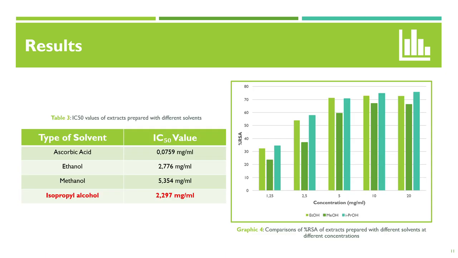The IC50 values of the extracts were calculated and their RSA values were compared. Among the extracts, the lowest IC50 value was observed for the isopropanol extract. When comparing RSA values across concentrations, both ethanol and isopropanol extracts exhibited similarly high values. However, the highest antioxidant activity was consistently observed in isopropanol extracts.